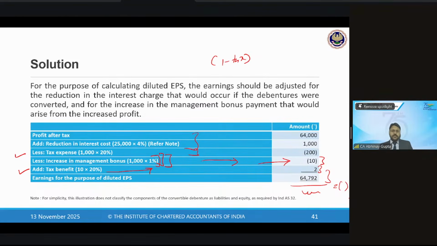It might be possible that all of these adjustments come in a single question and the question is awarded say 10 marks, 12 marks, right? So just be careful with all these adjustments and the order of these adjustments as well, right?